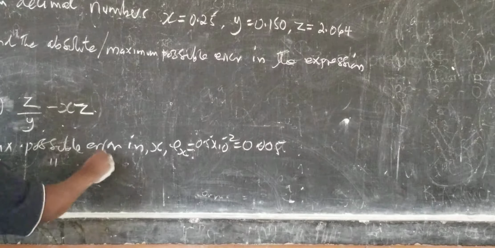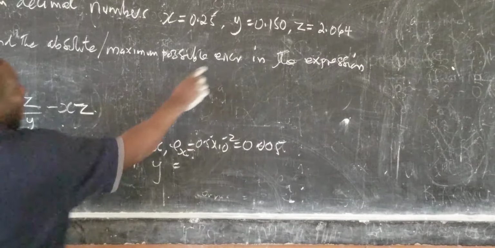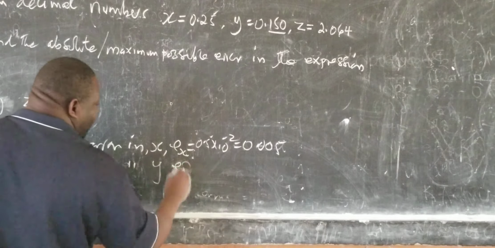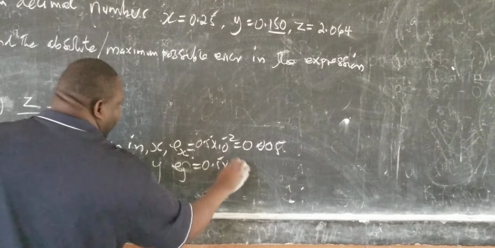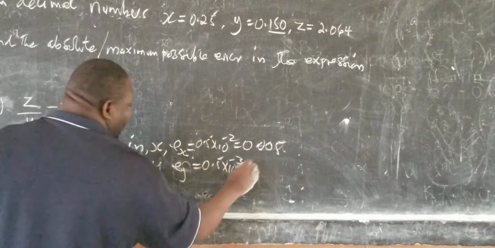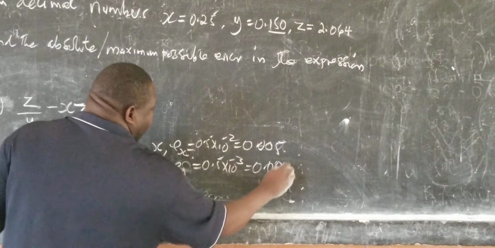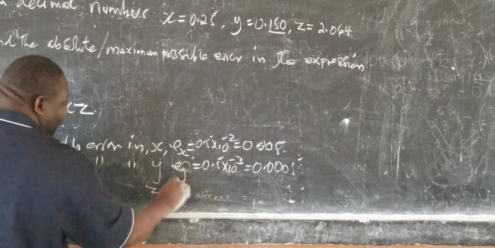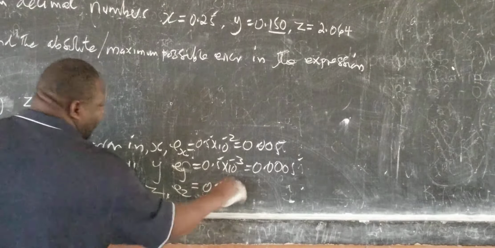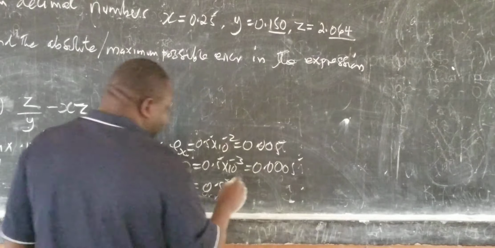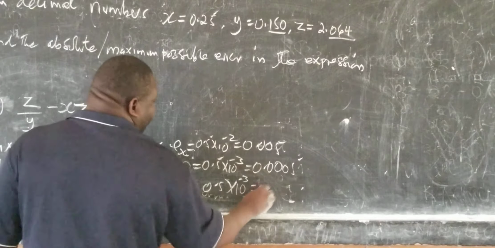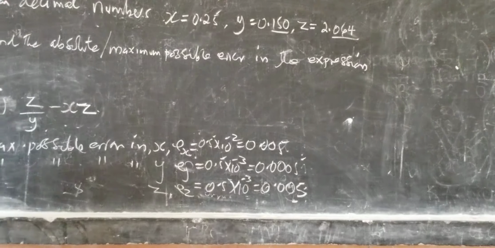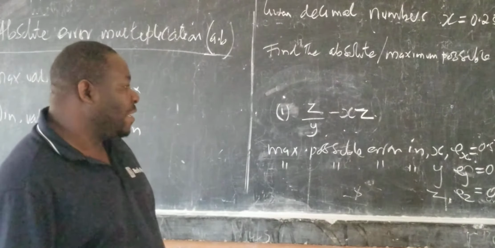Then you have the maximum possible error in y. y has three decimal places, 1, 2, 3. So the error in y equals 0.5 times 10 to the negative 3, so it will be 0.0005. Then we have the maximum possible error in z, we can call it ez, and this is 0.5 times 10 to the negative 3, since it has 3 decimal places, which is 0.0005. And those are the maximum possible errors made in those decimal numbers.